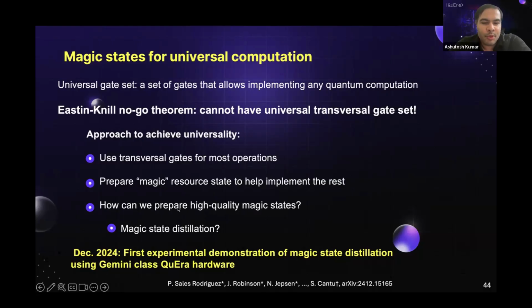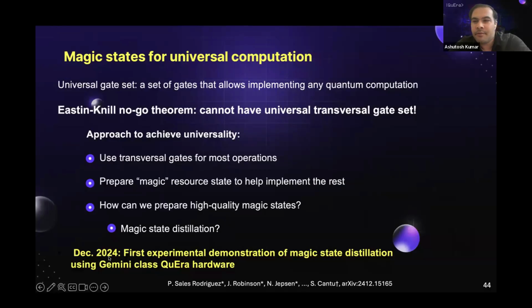One way to do this is the T-state teleportation technique, where you prepare the resource state and teleport it to the circuit whenever it's needed, because we need the Clifford plus T gate set for universal fault tolerant quantum computation. So you can prepare those magic states, and to ensure that they are high quality, you can carry out magic state distillation to increase the fidelity of the T states and then teleport them as needed.